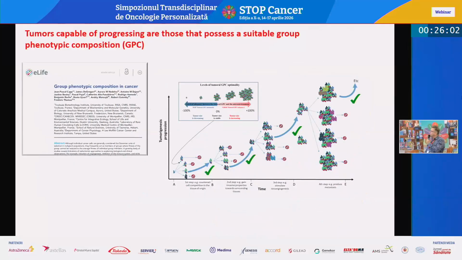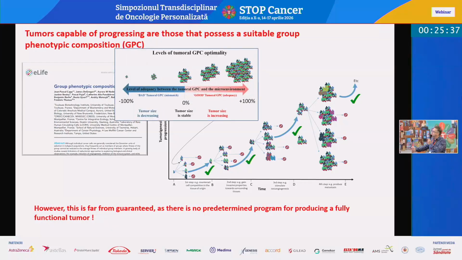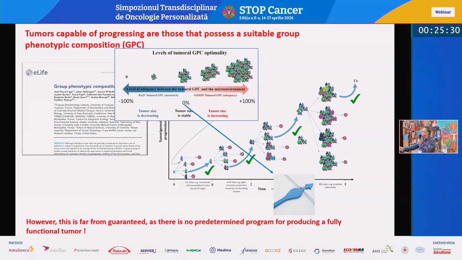Then, in this paper, we have suggested that the tumors that are able to grow are those that have the right GPC at the right time given the microenvironment, which is far from being guaranteed in advance because, as you know, there is no predefined program to build a fully functional tumor. Thus, there are random proliferation of cells, Darwinian interactions between cells, and this produces all the time, in a dynamic manner, various GPCs with various values. This is very important. So probably most of the time, these GPCs are not necessarily suitable for the growth of the tumor.